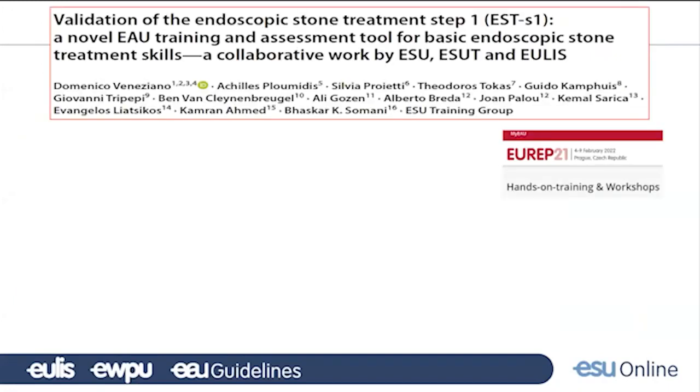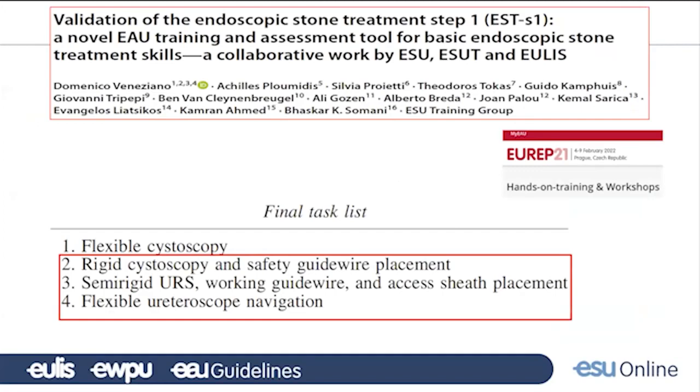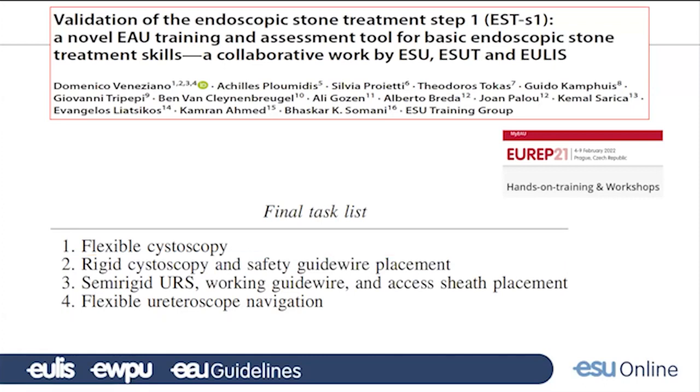What about the procedure? How do we do it? I always do a rigid cystoscopy and place a safety wire first, then do a semi-rigid ureteroscopy, and I use a needle scope, a 4.2 scope for this, and then place a working wire, and then an access sheath if necessary, and then flexible ureteroscopy navigation with or without an access sheath. And this is how we train, and this is what I recommend everyone should be doing.